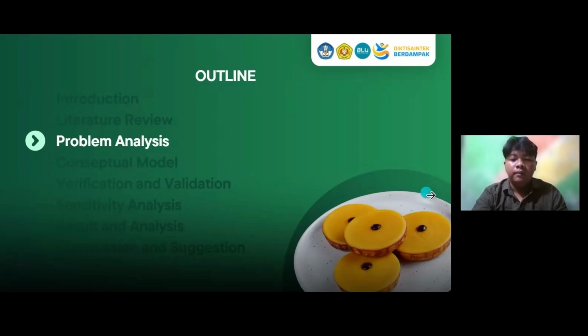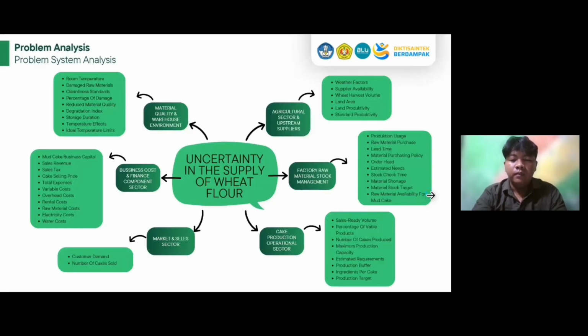Problem analysis. This diagram shows that wheat flour supply uncertainty is influenced by six main sectors: supplier, inventory management, production, market demand, and finance, as well as warehouse and material quality. A change in one sector can affect the others. Therefore, a system dynamic approach is needed to understand these interactions and support better inventory decision making. Next.